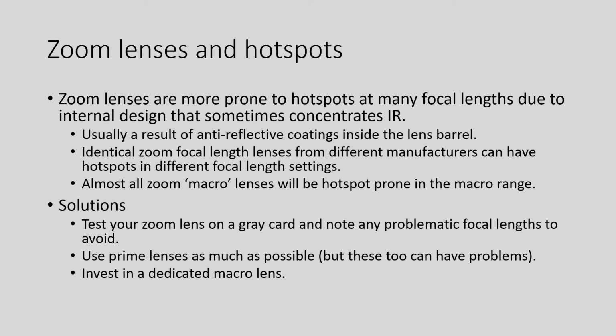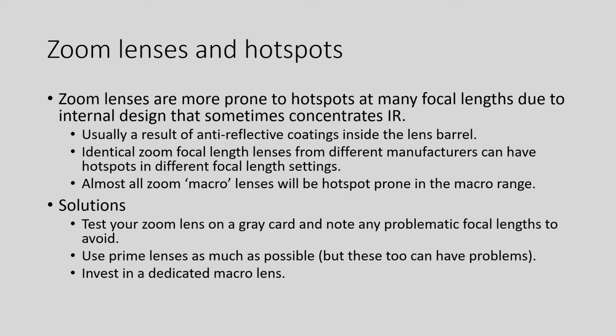One of the biggest lens categories that produces hotspots is zoom lenses. They are more prone to hotspots at different focal lengths due to internal designs that sometimes concentrate IR light on the camera sensor. This is usually related to internal anti-reflective coatings. The odd thing is that identical zoom lens focal lengths in offerings from different manufacturers can have their hotspots at widely different focal length settings. Also, as a general rule, whenever a variable zoom has a macro setting, the macro setting will almost always have a hotspot problem in infrared photography.